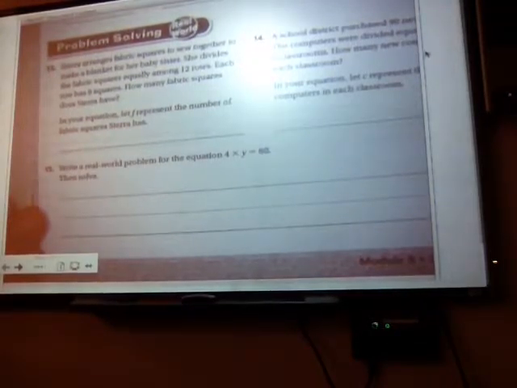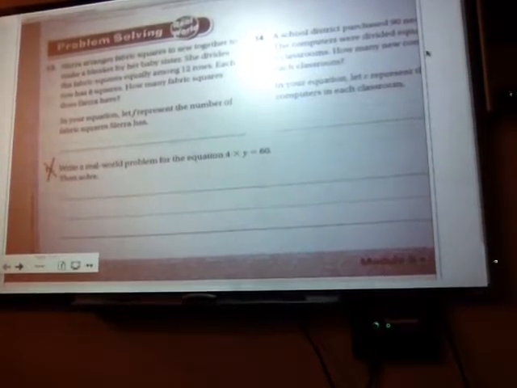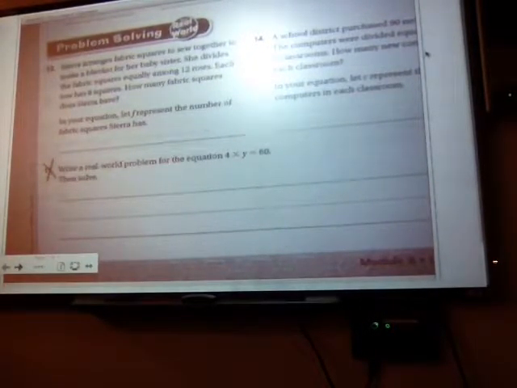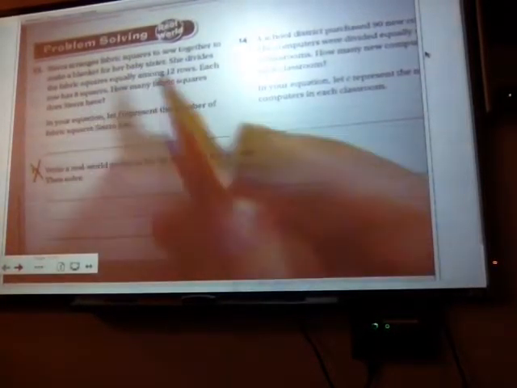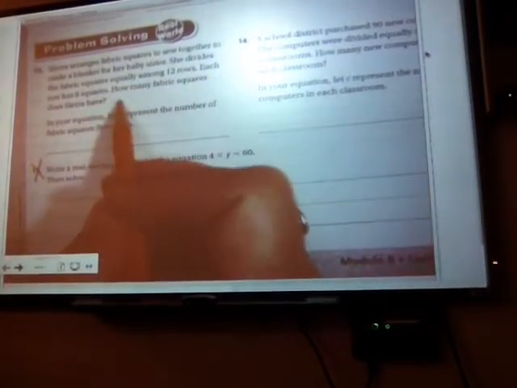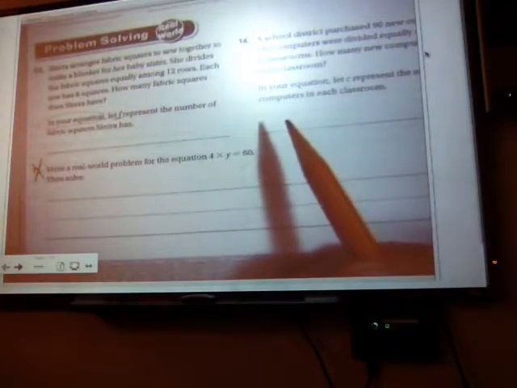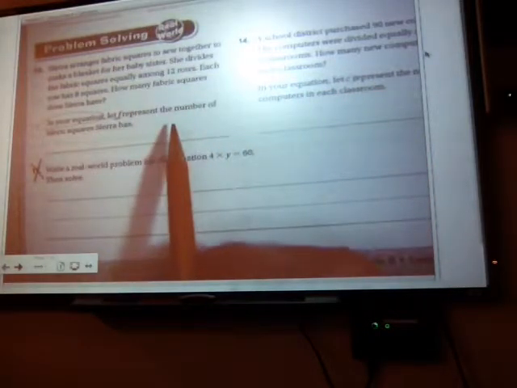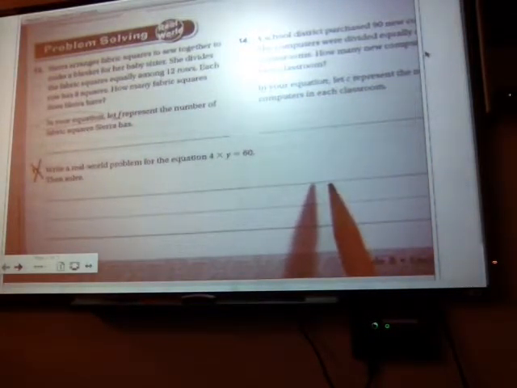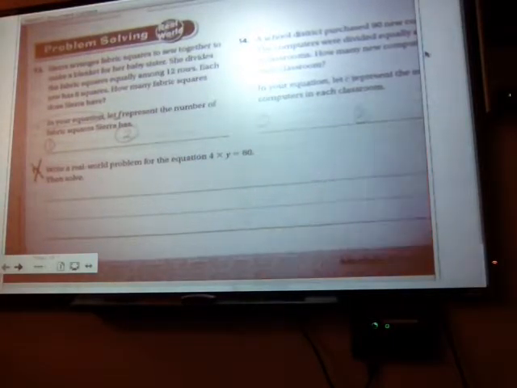I'd like for you to go down to 15, mark 15 off. On 13 and 14, you're going to make equations. You're going to do 2 things. You're going to find how many fabric squares, and in your equation, let F represent the number of fabric squares. In your equation, let C represent. So you're going to write an equation, and you're going to solve for it. You're going to have 2 items on 13, 2 items on 14.